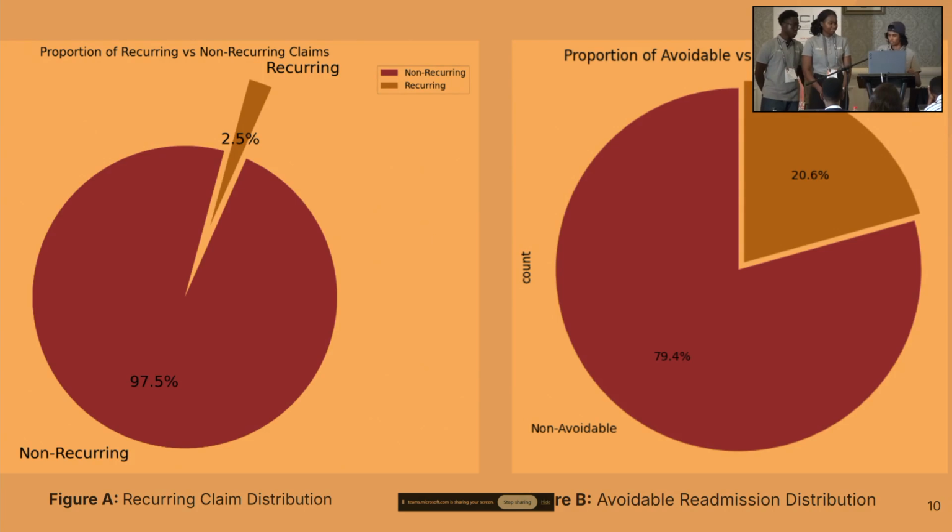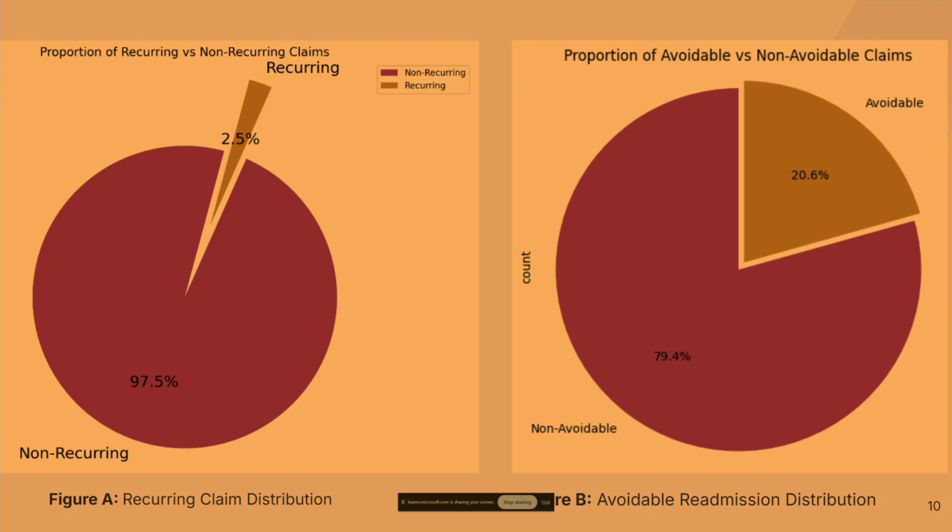And now Gabriela will take you through the rest. So after we have engineered the two features that are going to help us with the modeling, we just want to visualize what they look like in the data set. Figure A shows that 2.5% of people who were treated are readmitted. That means that the treatment didn't work for one reason or another. And the figure on the right, figure B, shows that 20% of those who returned shouldn't have returned. They were avoidable, meaning that the treatment was inefficient and there was a better existing treatment for them.